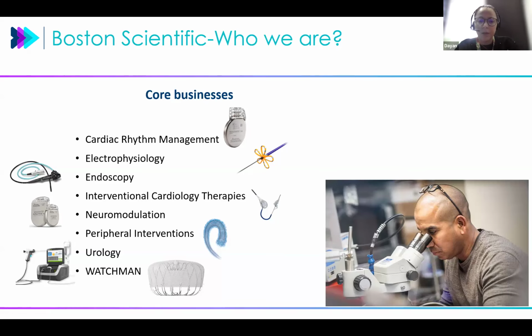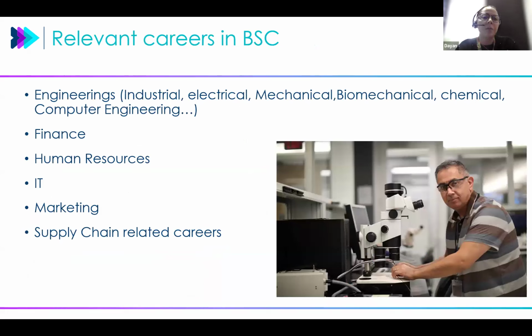Okay, regarding relevant careers in Boston, we have lots of engineers. That's the one we require the most, but in different areas. As I said, me as an industrial or manufacturing engineer, or process engineer, because they call it differently in several places, we can do different roles as well. I started as a packaging engineer, but you can also be a quality engineer, a supplier engineer, or a manufacturing engineer for sure.